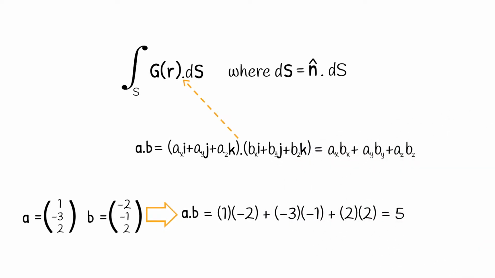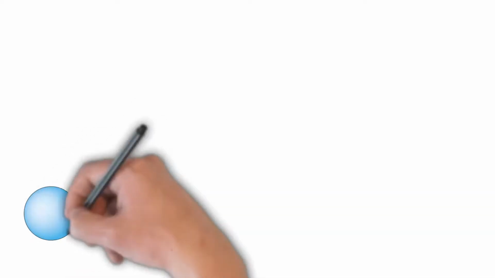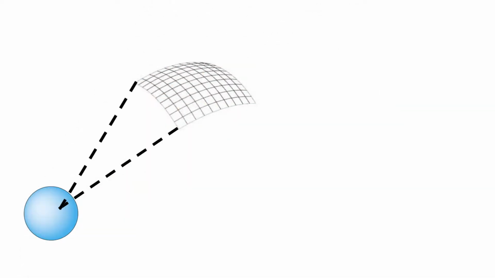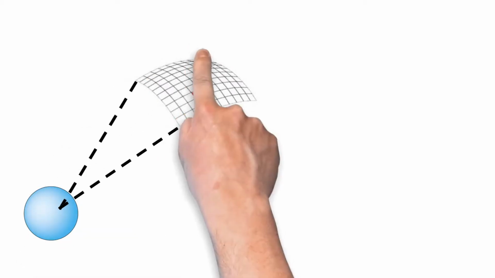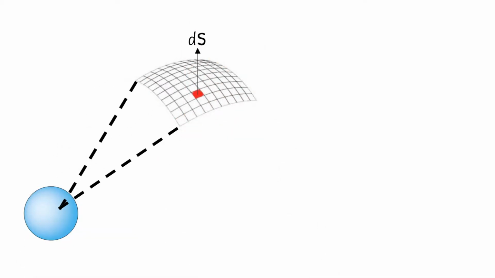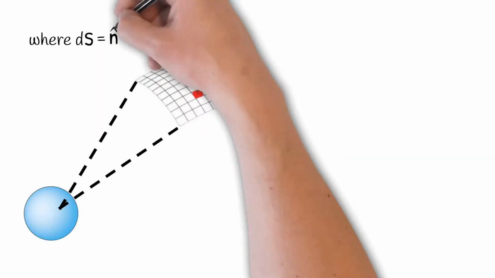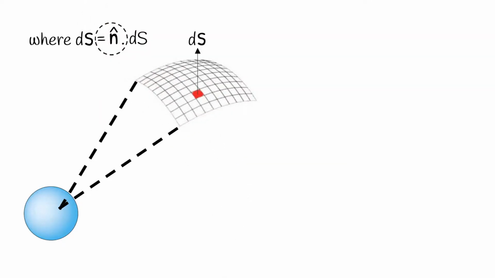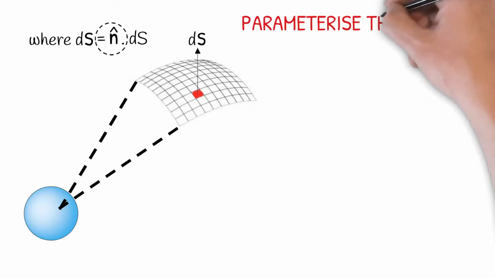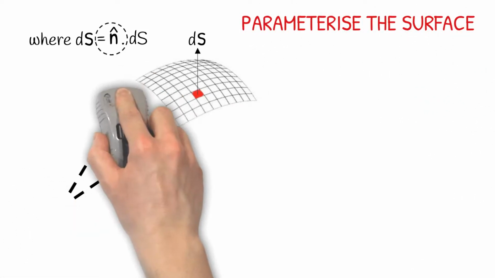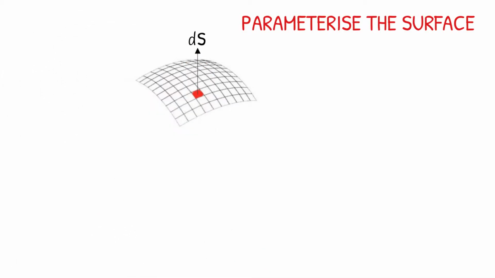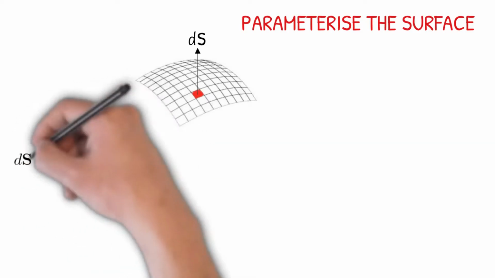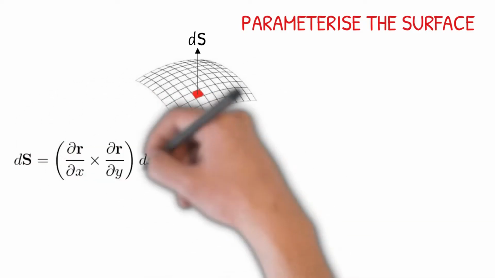Now let's take the surface of a sphere, selecting a piece and magnify it. Here we have again the vectorial surface element dS. It is perpendicular to the surface and the unit vector n shows the direction. The important step when integrating over a surface is to parameterize the surface. After some manipulation, the surface area element dS is replaced by this equation of ∂r/∂x cross ∂r/∂y times dx dy altogether.